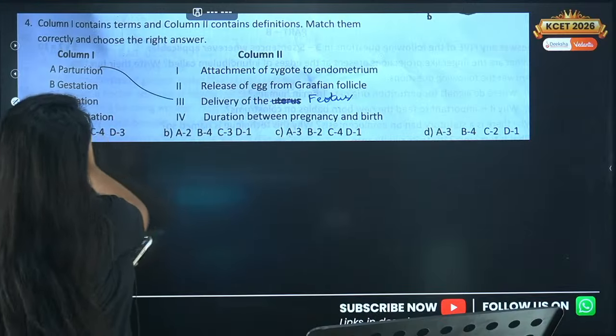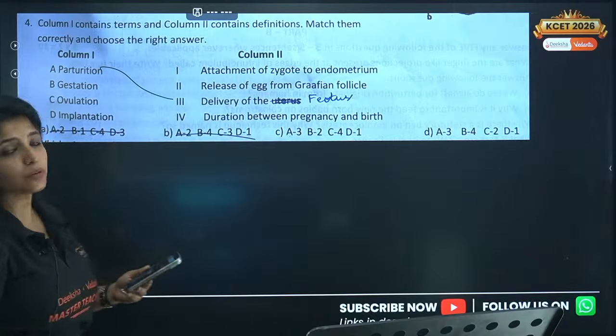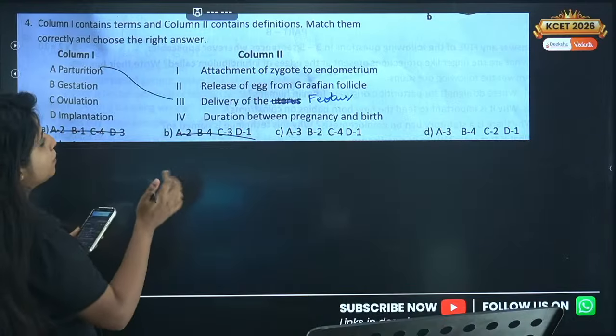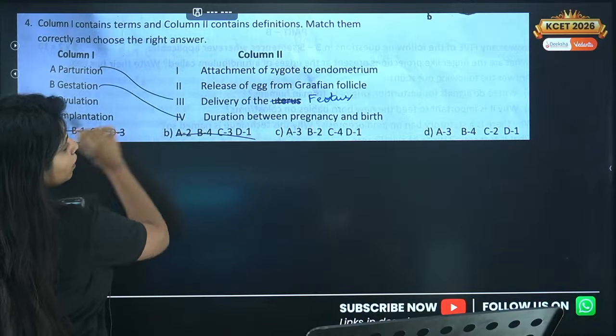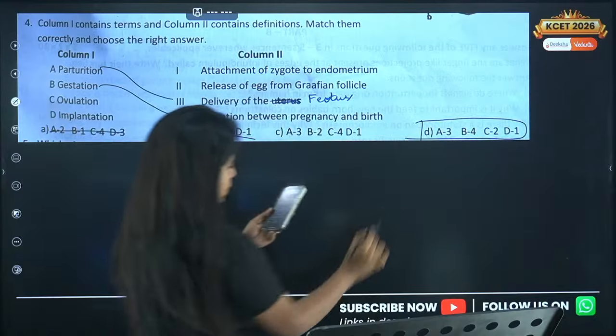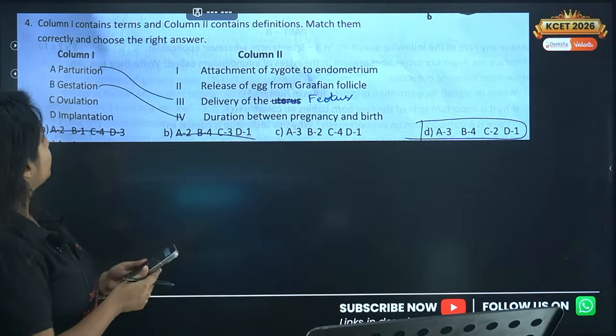Yes, 2 options. So these 2 are excluded anyways. Now gestation means the formation of the baby, the duration between the pregnancy as well as the birth. So your answer for gestation would be 4. So B goes with 4. I just have one option like that, which is why D will be the correct answer.